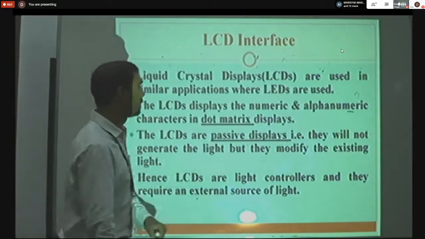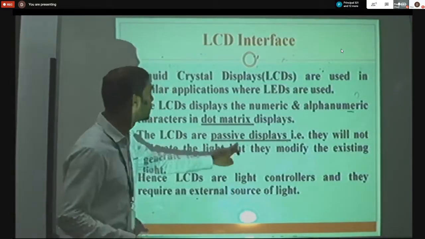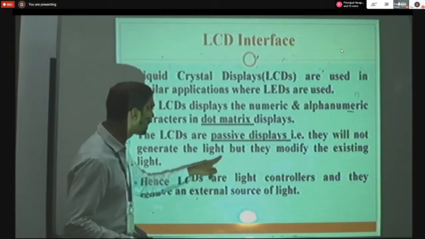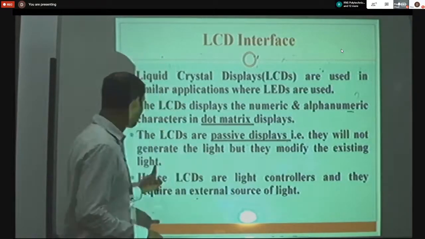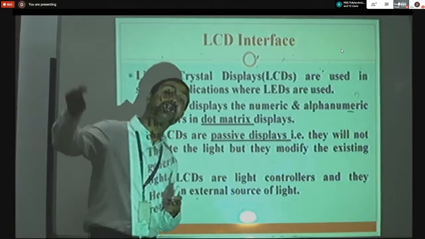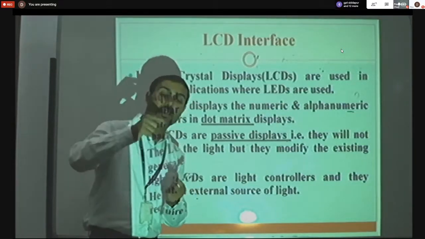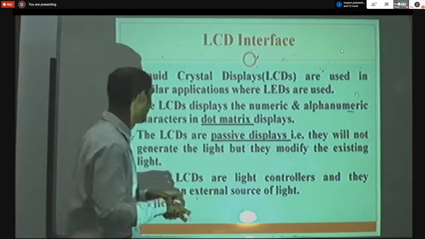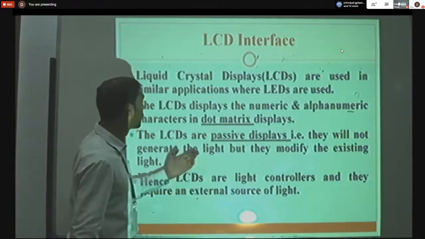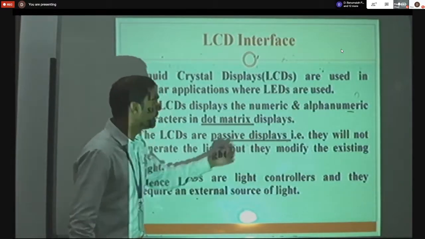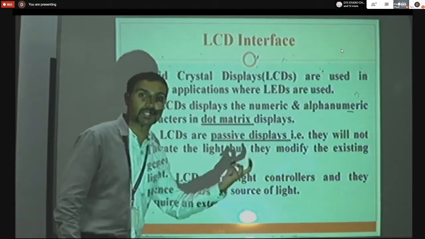The LCDs are passive displays. I already told you, passive. The opposite is active. The LCDs are passive displays because they will not generate light on their own. They modify the existing light. As I told you earlier, they require external light in addition to the internal light, or internal current, they also want external current. That's why they are passive. Passive means there is no self-generation of current or light. They require external light so that they can modify the external or existing light.